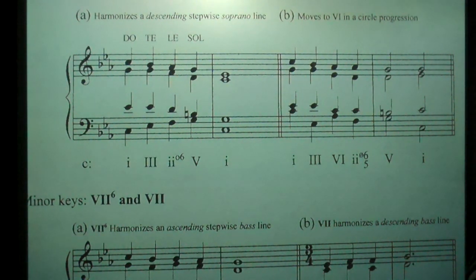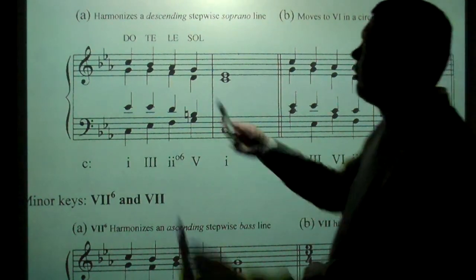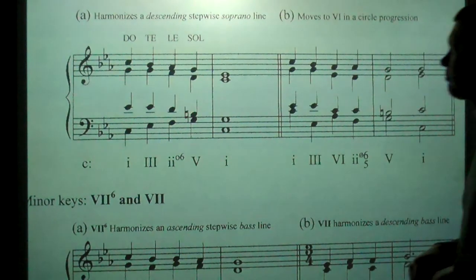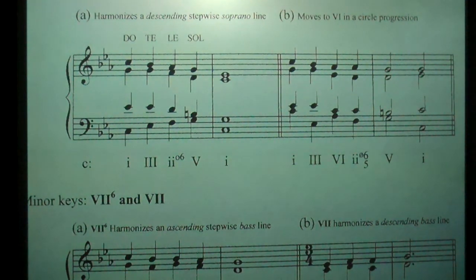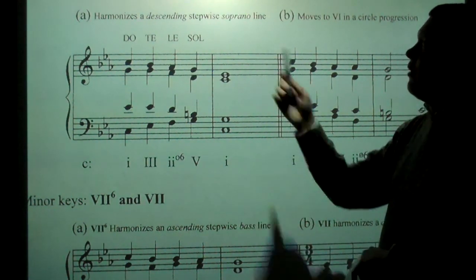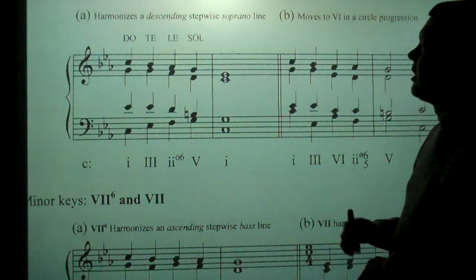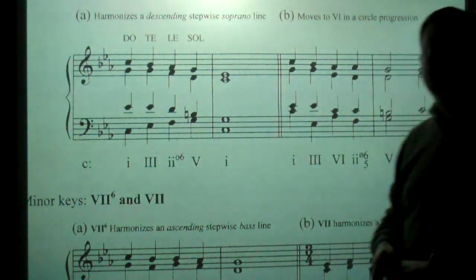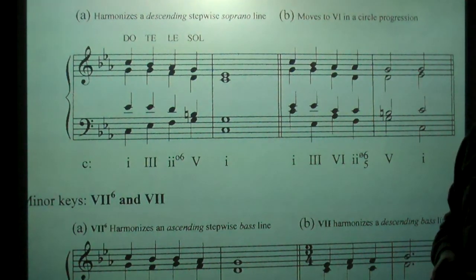In minor keys, we had mentioned that the 3 chord is major, uppercase 3, capital 3. And really the use of the major 3 chord in minor keys is almost identical to the use of the 3 chord in major keys. For instance, one of the 2 ways to use the major 3 chord in a minor key correctly is again to harmonize a descending stepwise soprano line.